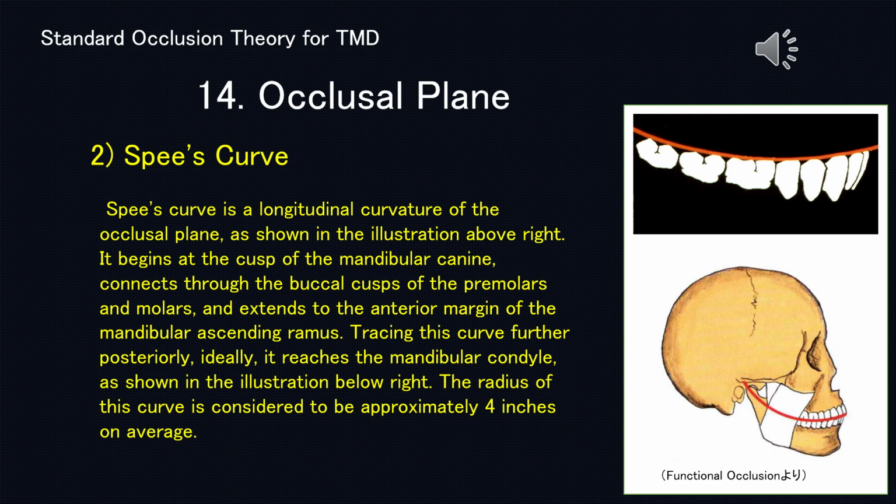2. Spee's curve. Spee's curve is a longitudinal curvature of the occlusal plane, as shown in the illustration above right. It begins at the cusp of the mandibular canine, connects through the buccal cusps of the premolars and molars, and extends to the anterior margin of the mandibular ascending ramus. Tracing this curve further posteriorly, ideally, it reaches the mandibular condyle, as shown in the illustration below right. The radius of this curve is considered to be approximately 4 inches on average.